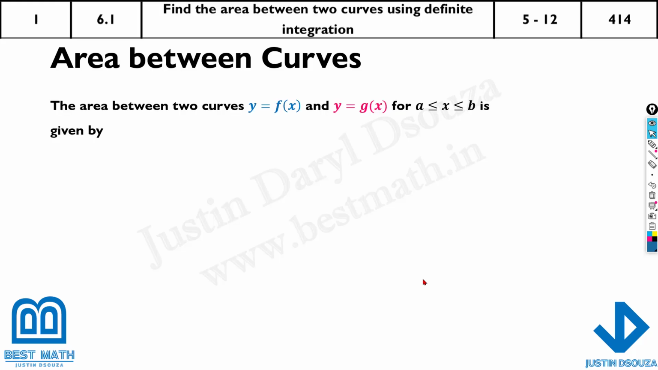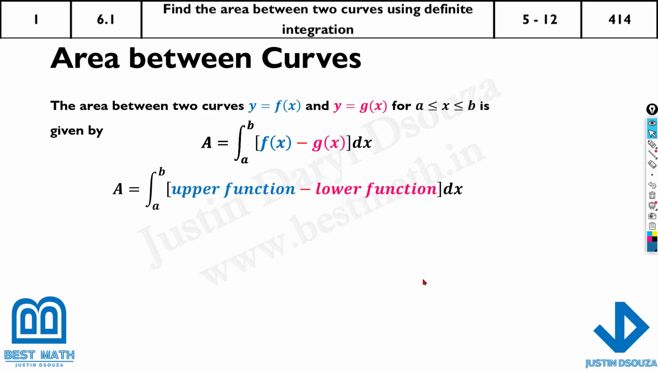Before we begin the problems, let's look into the formula. The formula can be of two different versions. The general formula is considered along the x-axis, where the limits lie. And here you can see the upper function minus lower function. Limits are a to b.